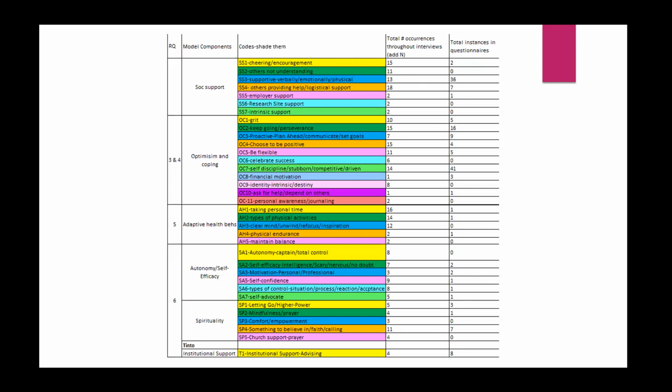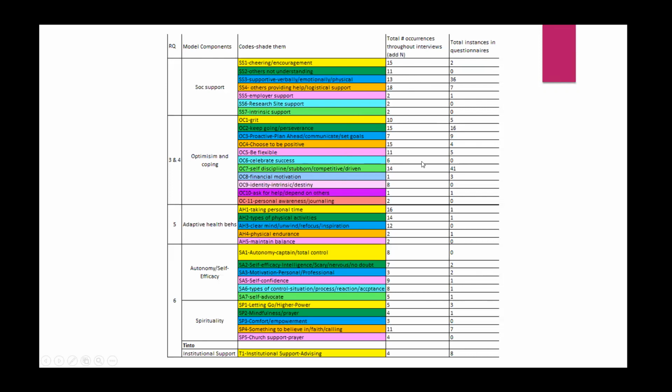So what I did was I added up exactly how many times the codes showed up in the interviews and how many times they showed up in the questionnaires. And the only reason I did that was to start identifying some of the stronger themes. This was just kind of the first step in terms of identifying my patterns. And you can see some of these, they came up quite a bit. The verbal and emotional, physical support, that was a pretty common one.